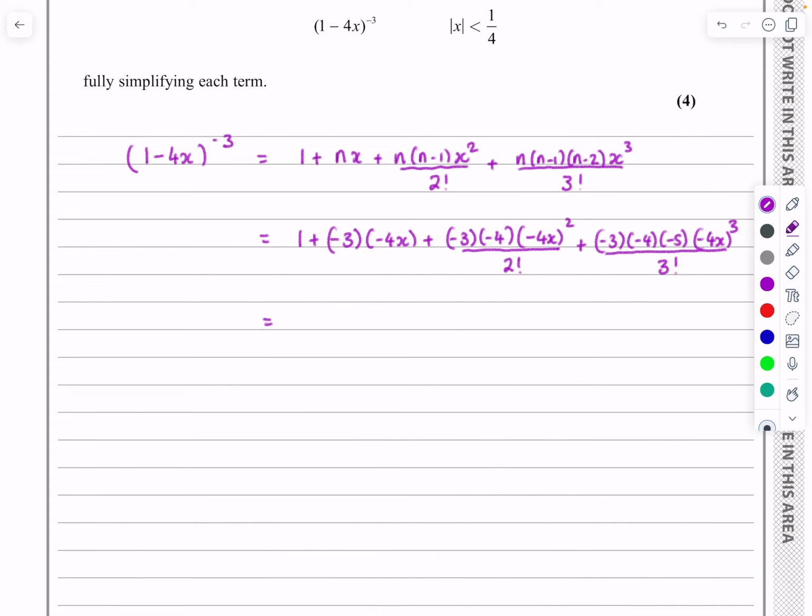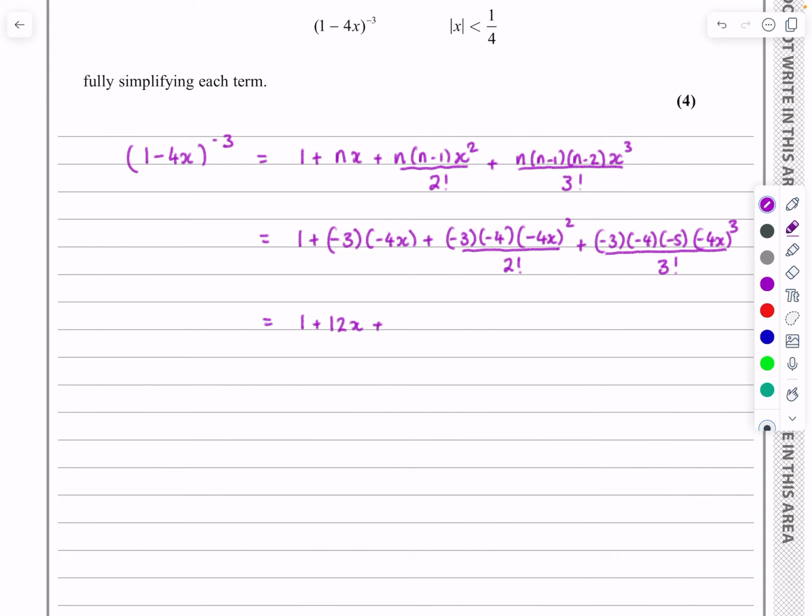A couple of things just to remind you to be looking out for. So for example, look at the sign, I've got a minus and a minus there, that's going to be positive. And then on the next one, I've got those 2 negatives which will cancel out, and a minus 4 squared, so that will be positive. So I can now see all my terms are going to be positive. First 2 are easy anyway, 1 plus 12x.